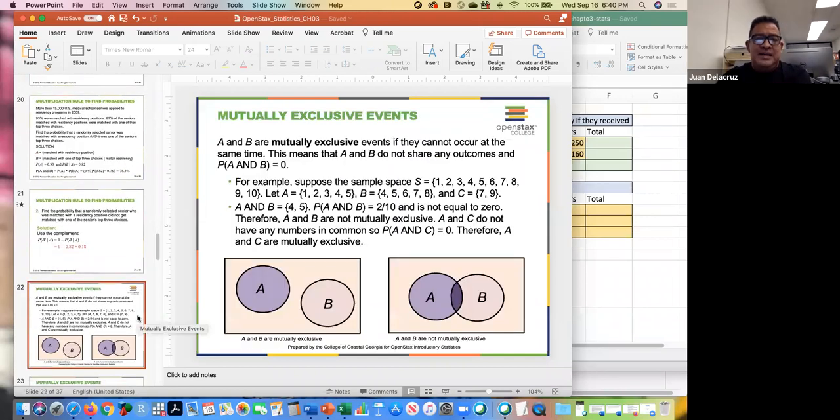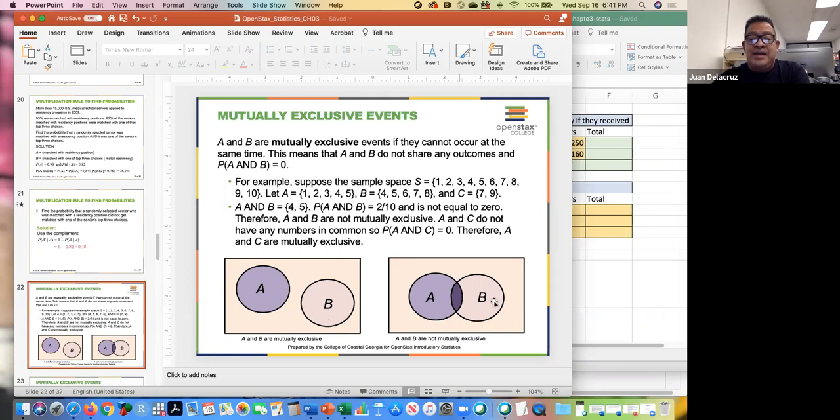So besides the independent events, we also have what is called mutually exclusive events. A and B are mutually exclusive if they cannot occur at the same time. This means that A and B do not share any outcomes, and the intersection of A and B is going to be equal to 0. So in this case, we have mutually exclusive events. A and B don't share any of the elements.